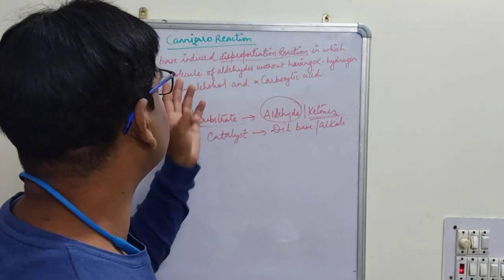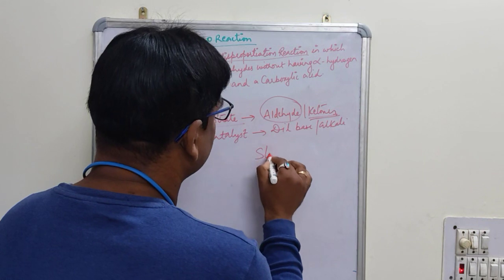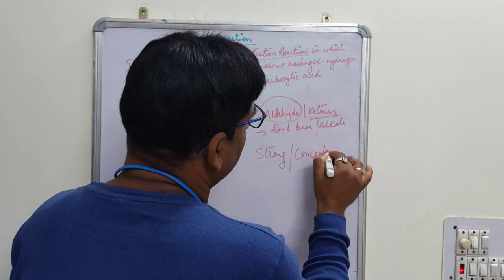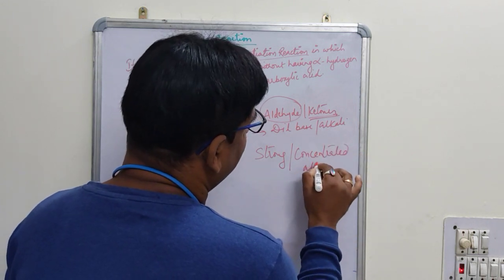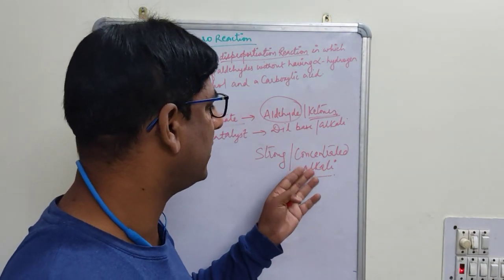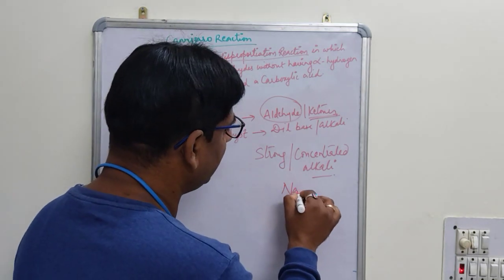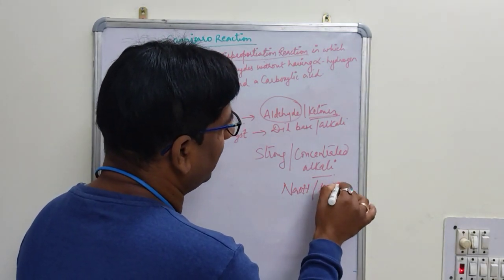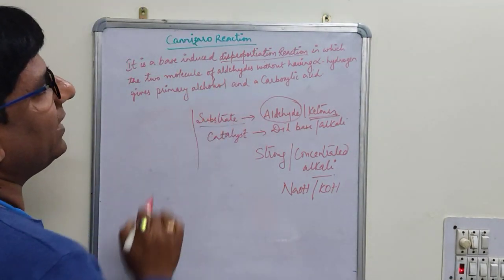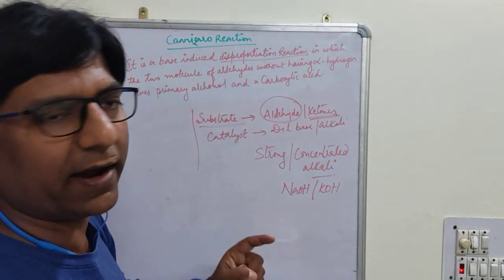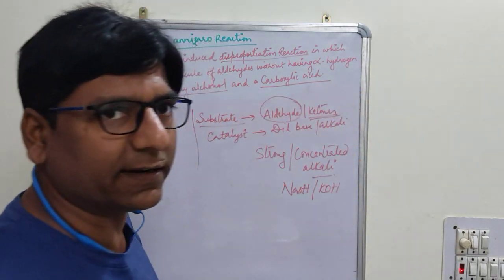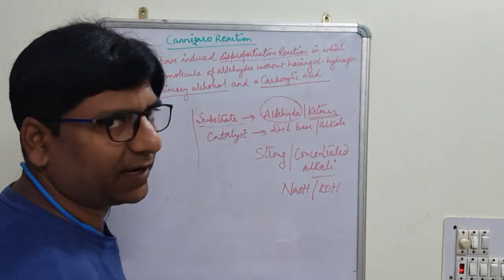This reaction takes place in the presence of a strong, or concentrated, alkali. The Cannizzaro reaction takes place in the presence of concentrated alkali. You can take NaOH or KOH, whichever you want. Then the 2 molecules of aldehyde without alpha hydrogen will give you a primary alcohol as well as the carboxylic acid. Here it is a salt of the carboxylic acid that you write.